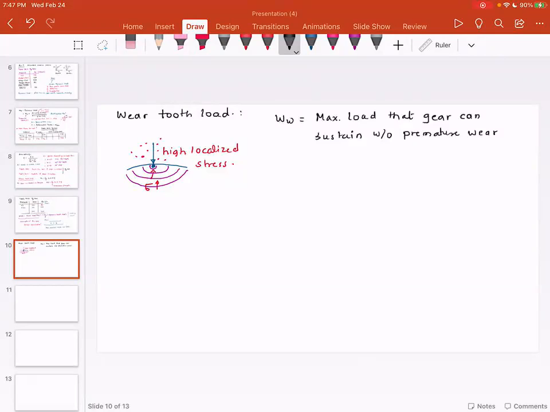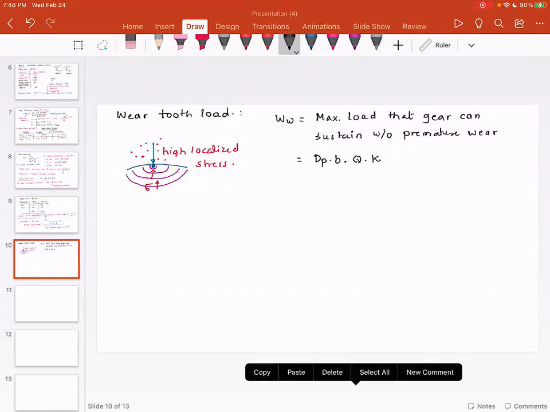And again, this also is a function of the type of lubrication that you have, how the surface is treated, and so on. But a general expression is given as dP, which is nothing but the diameter of the pinion, multiplied by B, multiplied by Q, multiplied by K.